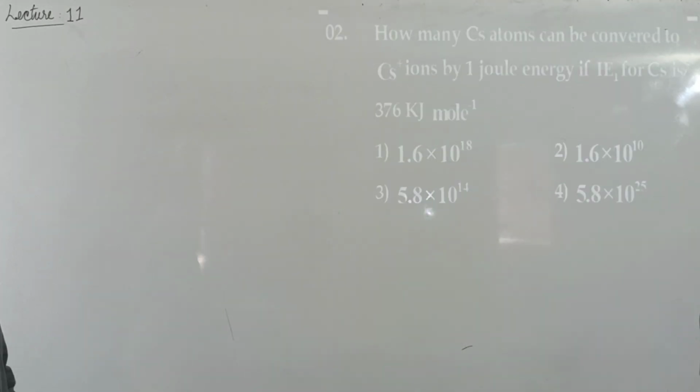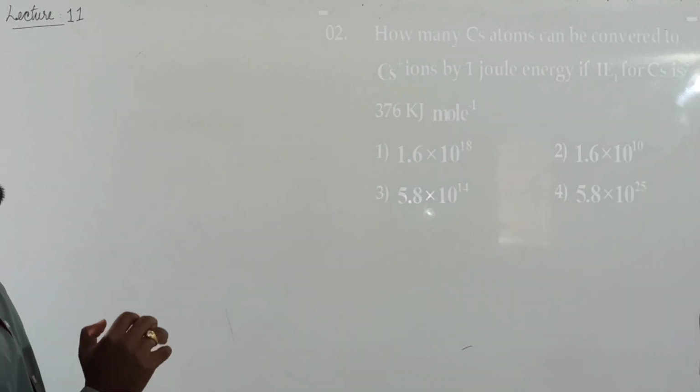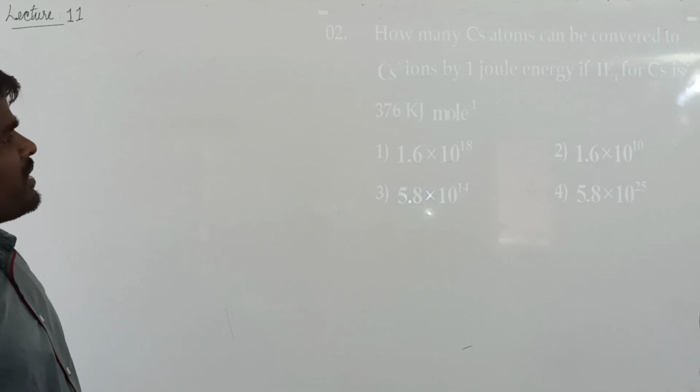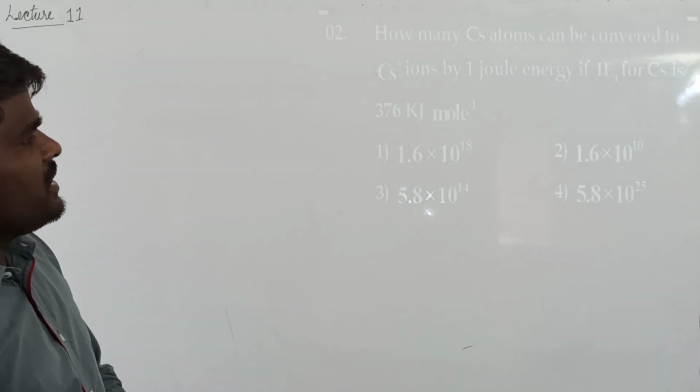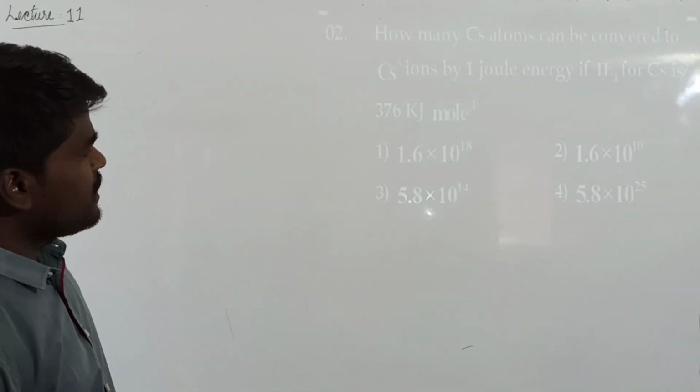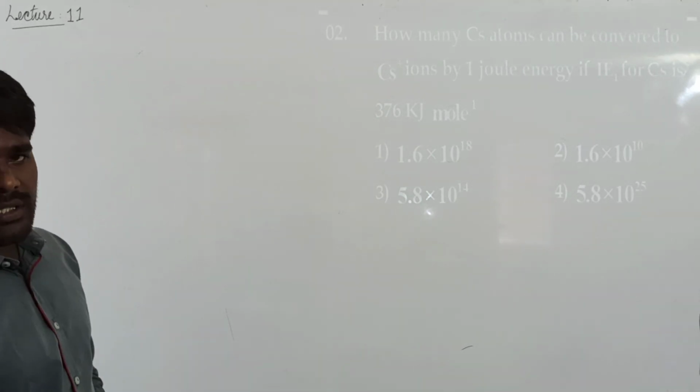We'll move to the next question. Here comes the next question. How many cesium atoms can be converted into cesium plus ions by 1 joule of energy if the first ionization energy of cesium is 376 kilojoules per mole? Try to understand the question.